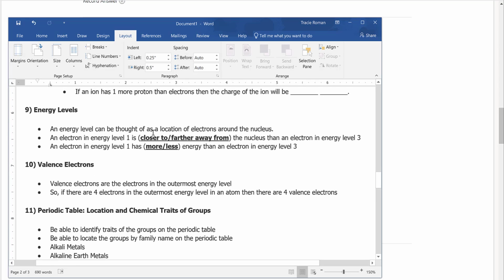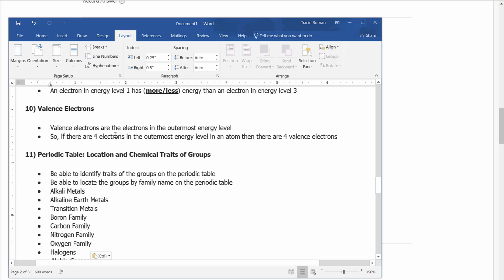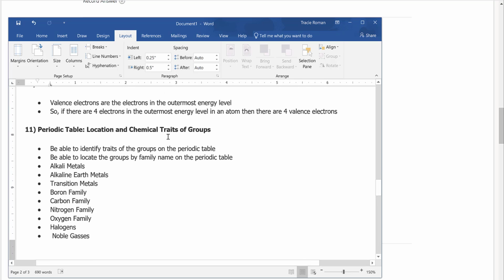An energy level can be thought of as a location of electrons around the nucleus. An electron in energy level 1 is closer to the nucleus than an electron in energy level 3, and an electron in energy level 1 has less energy than an electron in energy level 3. Valence electrons, we've discussed already. Those are the number of electrons in the outermost energy shell.